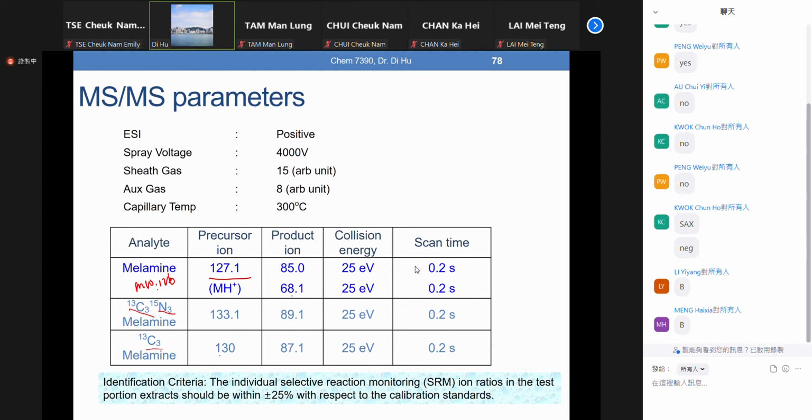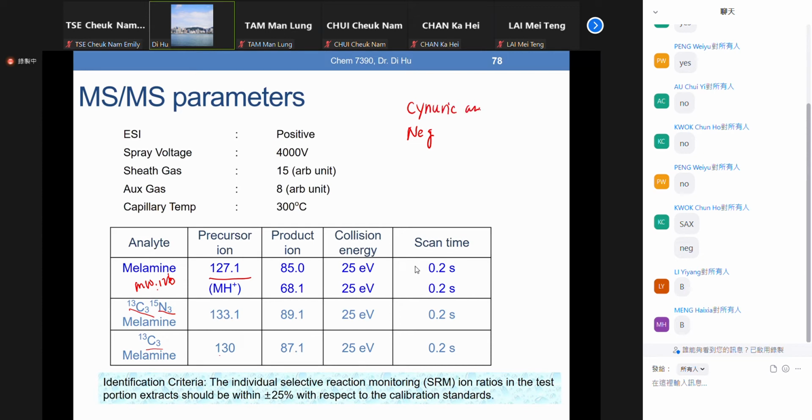If it's cyanuric acid, then it will be negative mode. Okay, so if we say cyanuric acid, I think to be consistent. But it looks like Chinese New Year because cyanuric is one.